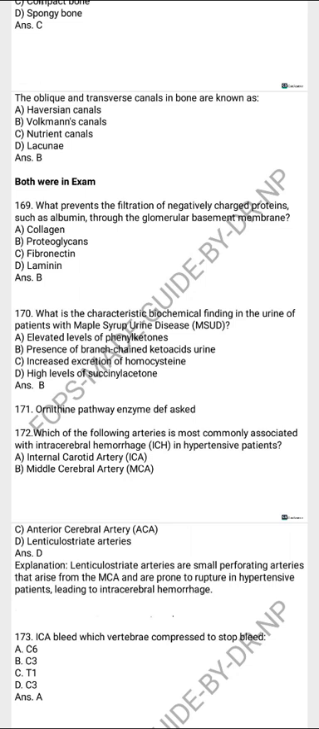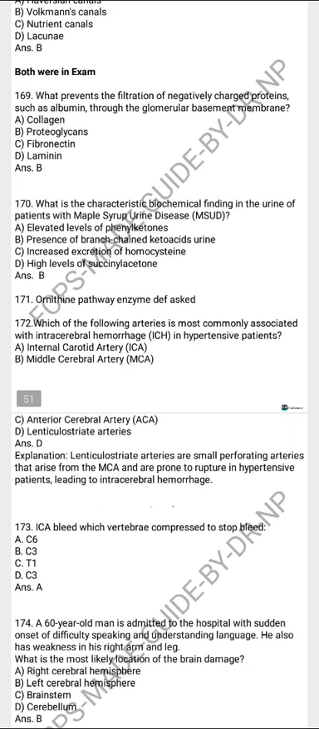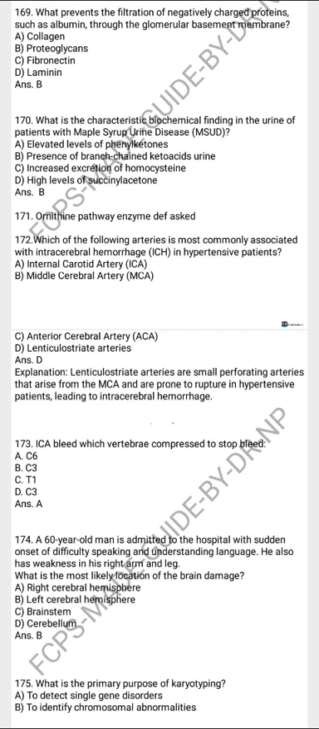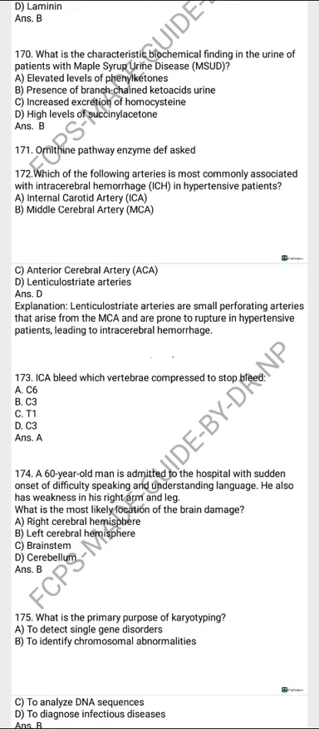169. What prevents the filtration of charged proteins such as albumin through the glomerular basement membrane? That is the proteoglycans. A characteristic biochemical finding in the urine of patients with maple syrup urine disease is the presence of branched-chain keto acids. Which of the following arteries is most commonly associated with intracerebral hemorrhage in hypertensive patients? That is the lenticulostriate arteries.